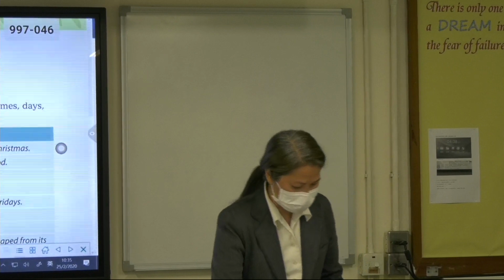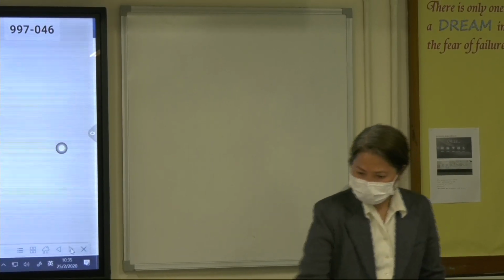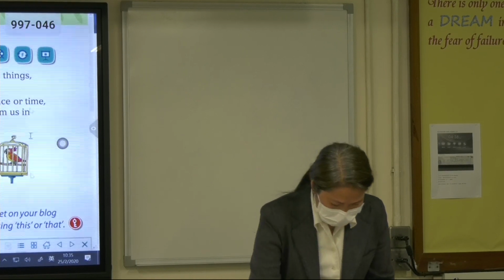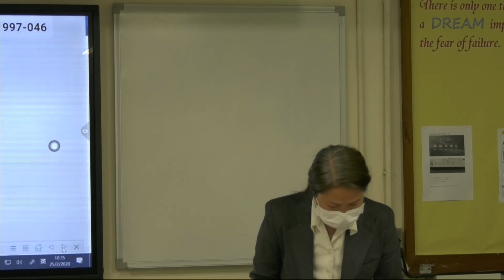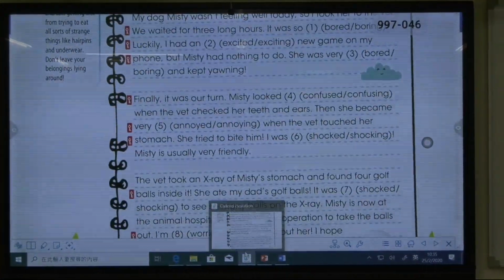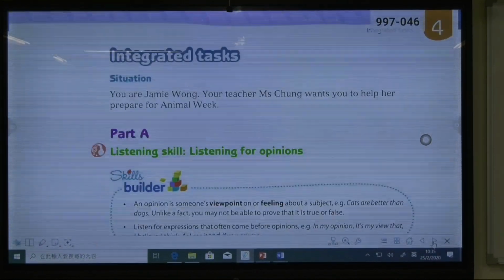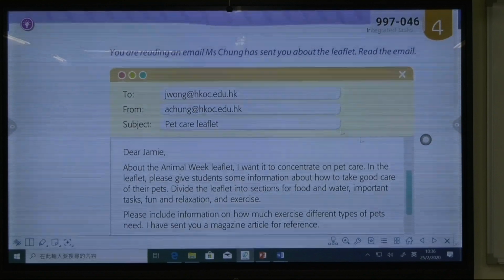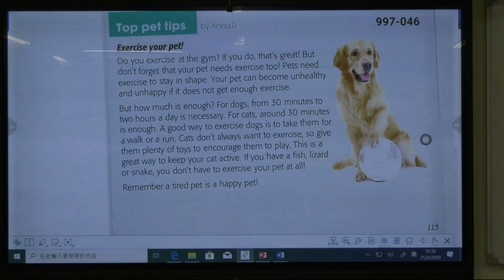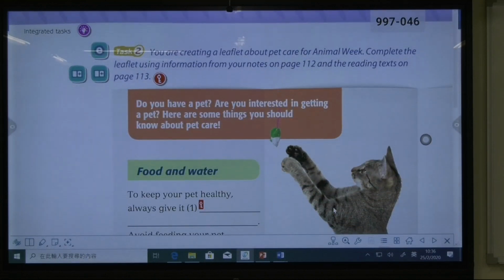Everybody, please open your book and turn to the speaking task. Turn to page 115.